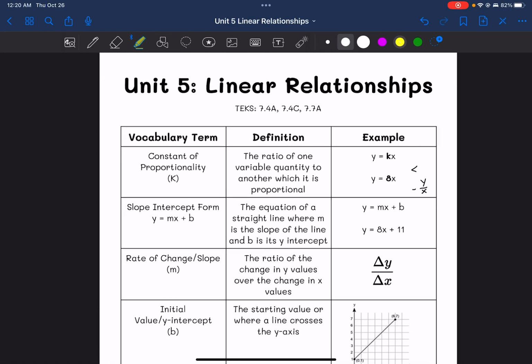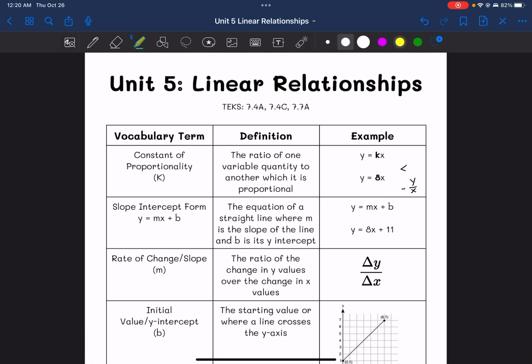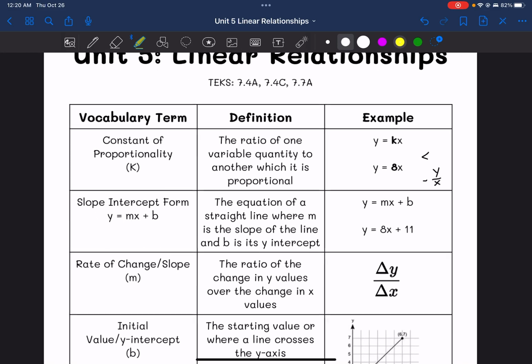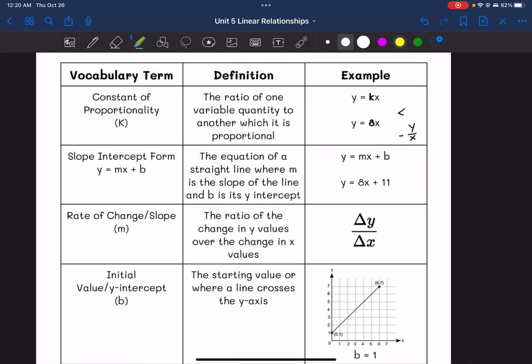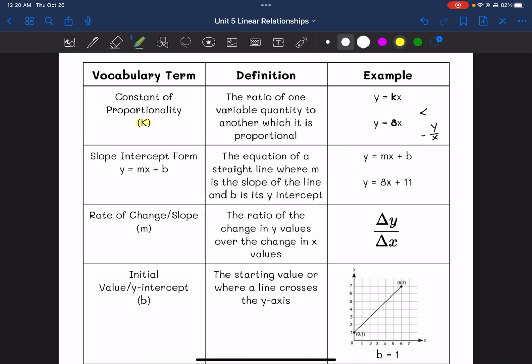Hello friends, so today we are going to start Unit 5, which is over linear relationships. Let's first look at the vocabulary terms. Here we have constant of proportionality, which is k.